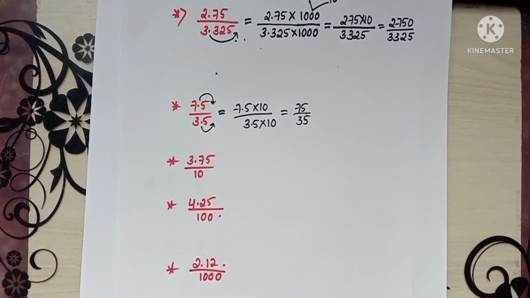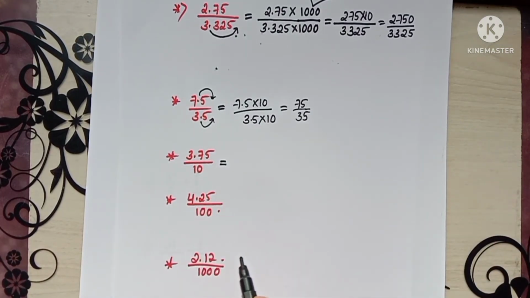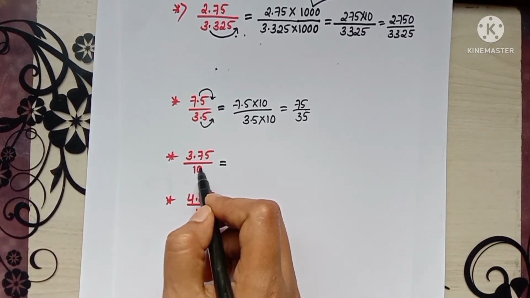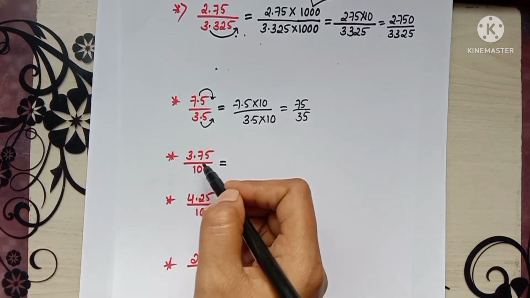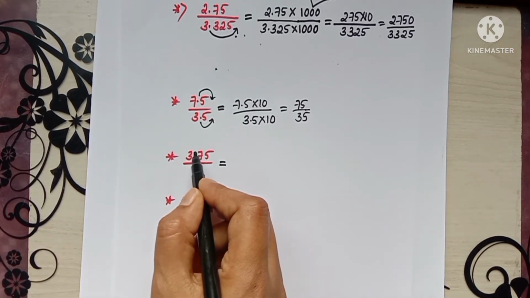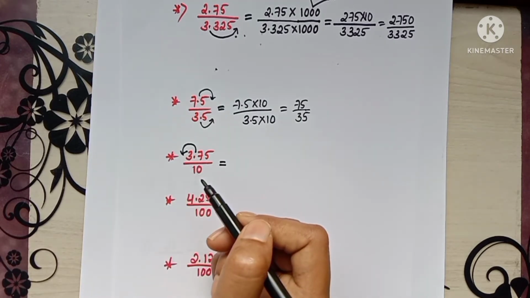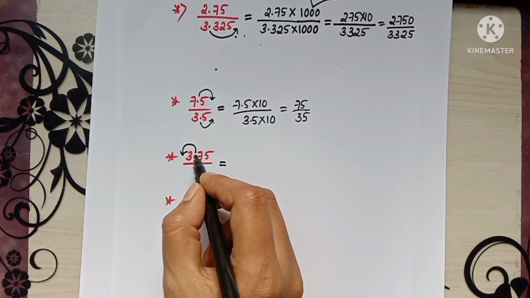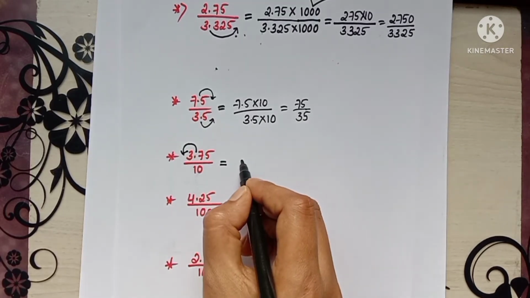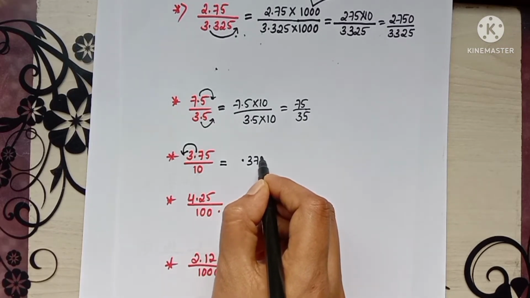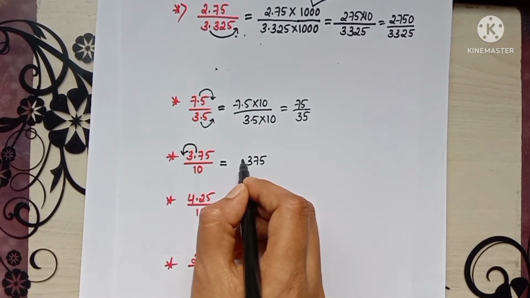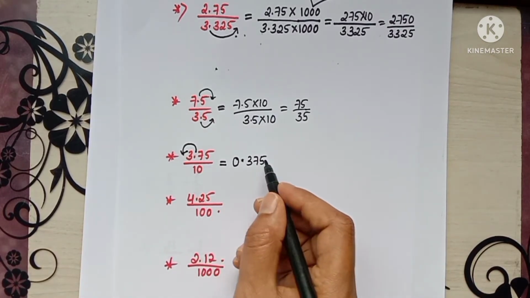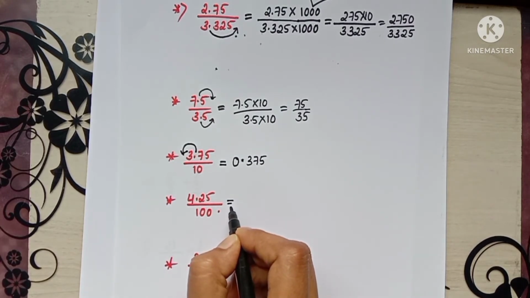Okay. Let us take another example. See here we have 3.75 divided by 10. Divided by 10 means the decimal point will go to the left side. 10 means only 1 digit. So the decimal point will come here, that is 0.375. Here nothing is there, means there is 0, that is 0.375.